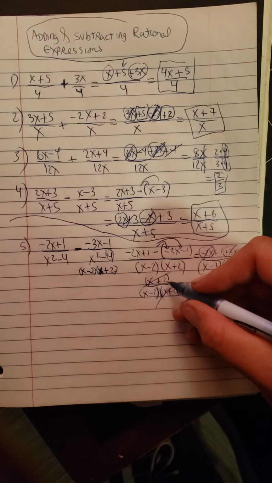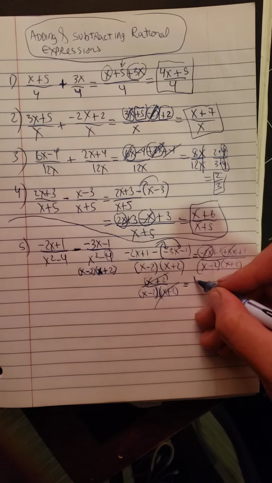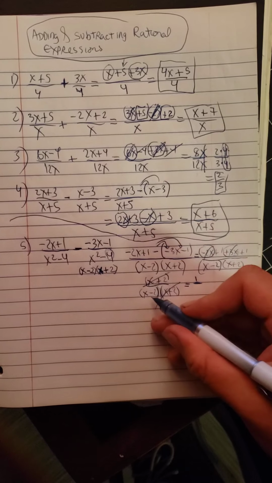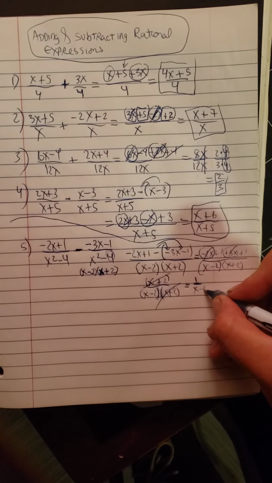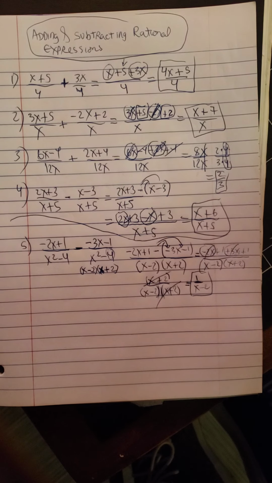People say, what do we have at the top? People say 0. No, every time we cancel something, you end up with 1. And then the denominator, we have x minus 2. And that's our answer. Isn't that beautiful?